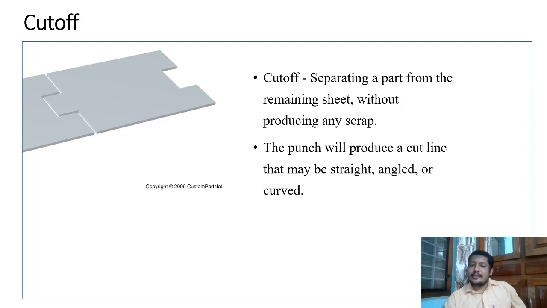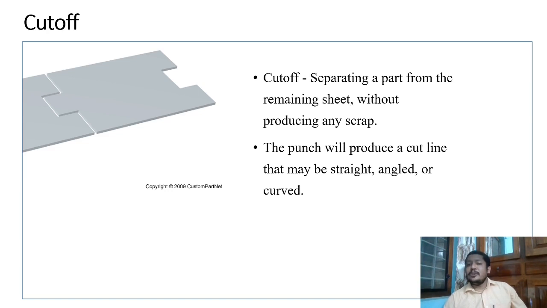These are all sheet metal operations which you can perform either singly or in combination to get your final products. Once the holes or parts are cut on your sheet, the sheet will be further rolled or drawn into various shapes to get the parts you have seen in the first few slides. Next, cutoff. Cutoff is separating a part from the remaining sheet without producing any scrap.